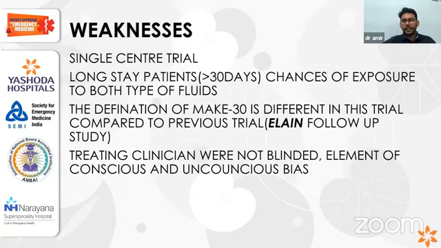As explained by a follow-up study, it was shown that long-standing renal disease may decrease the renal eGFR by 20%. The treating clinician was not blinded, which introduces an element of conscious and unconscious bias. It may give biased results.